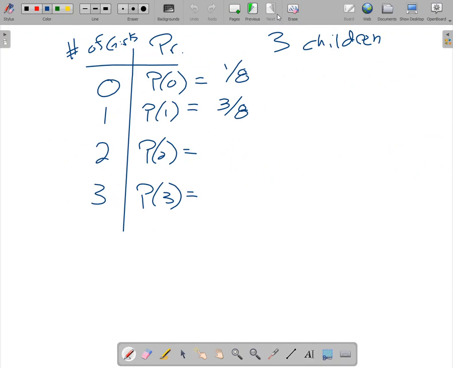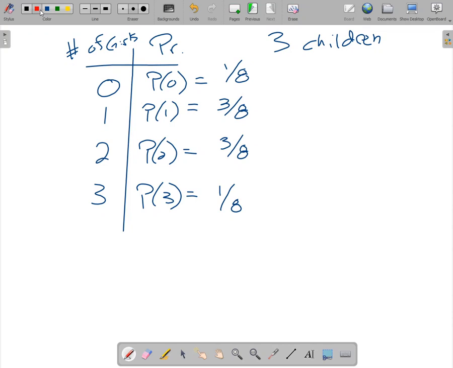Okay, what about exactly two girls, which means there would be one boy? What's that one? 3/8. Yeah, since there's really no difference between having a boy and a girl because it's 50%, having two boys or having two girls out of three is the same thing. What about three girls? Girl, girl, girl only came up once, so that would be 1/8.